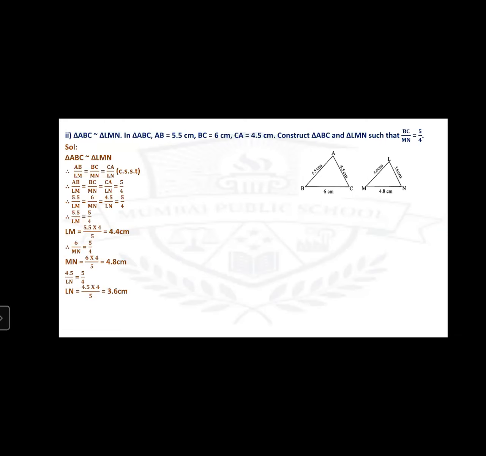MN is 4.8, sorry. LM is 4.4 and LN is 3.6. So we write here in our rough figure. Now then we construct the triangle.